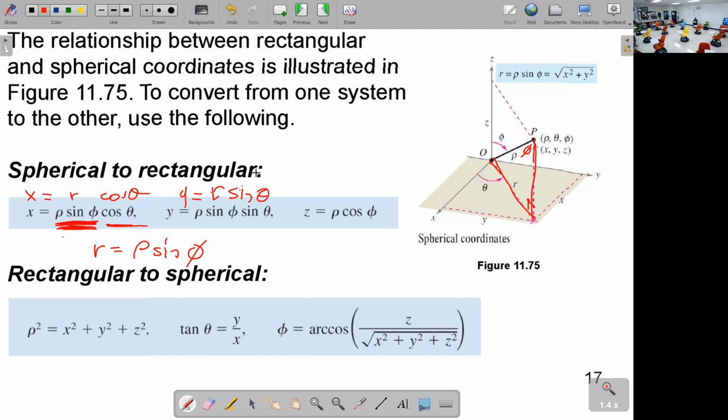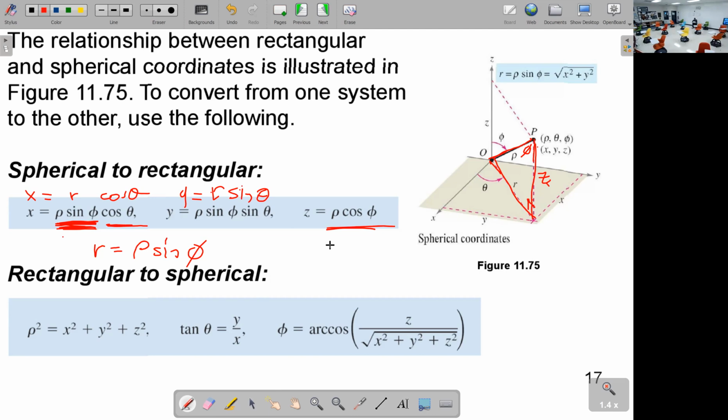And Z, if you look at Z, this is Z. Z is equal to, if you look at phi, Z is adjacent. So Z is equal to your hypotenuse, which is rho cosine phi. Is that as clear as mud out there? Are you guys getting it? Nikhil, does that make sense?